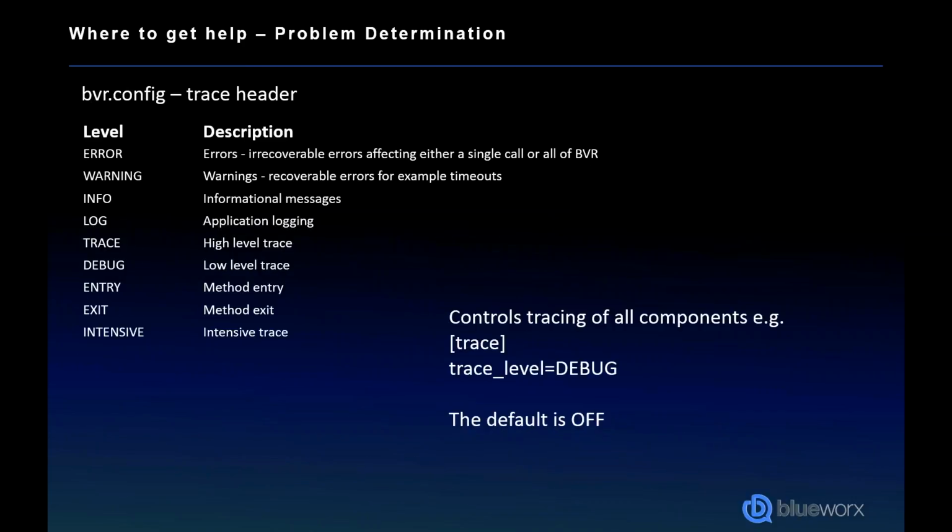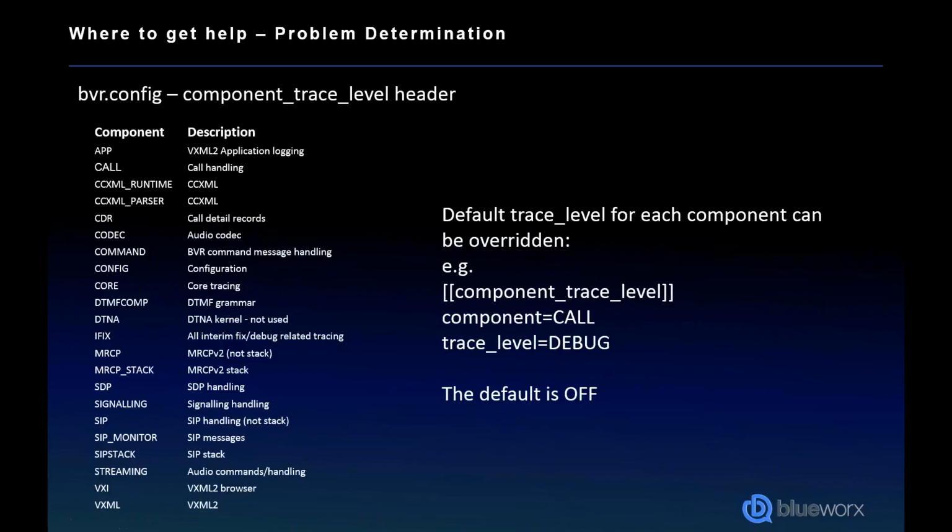Again, this is just to reiterate some of the stuff Richard talked about. This is the trace header and the different levels of tracing that you can enable and how you would set that. The default is off normally, so you might want to set that up at least for minimal tracing if you want to do that. And you can also override the specific component traces by using the component trace level header as well.